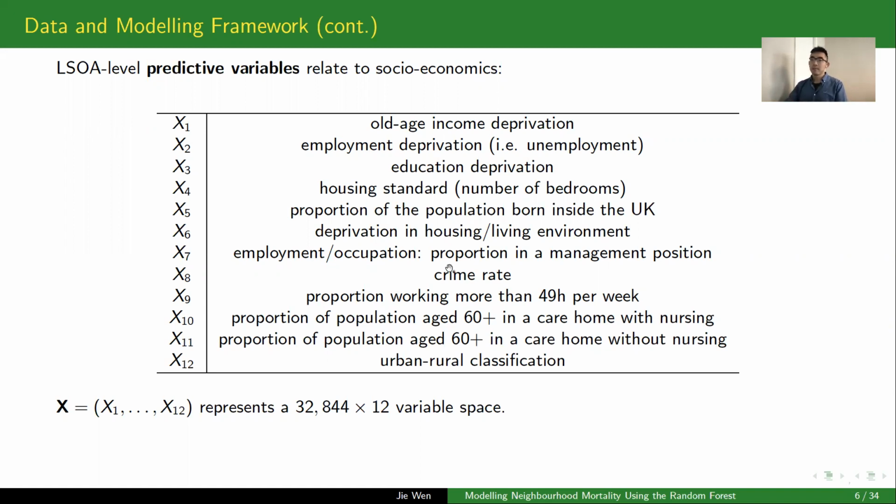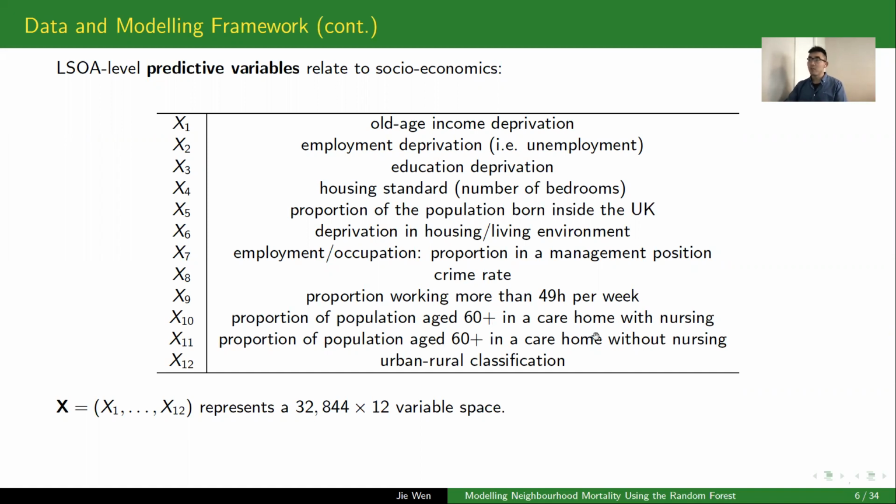After the first 9, we also have X10 and X11. They measure the proportion of the population aged above 60 resident in a care home, either with nursing or without nursing service.